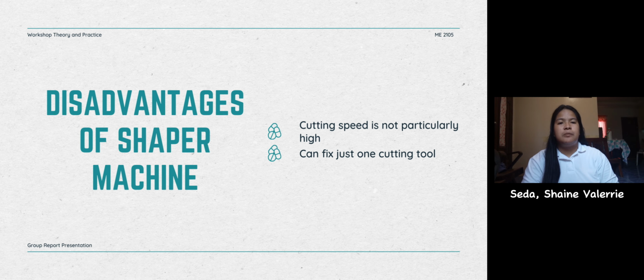The disadvantages of shaper machine include the following. First, cutting speed is not particularly high. Lastly, you can fix just one cutting tool. More than one cutting tool is not an option.